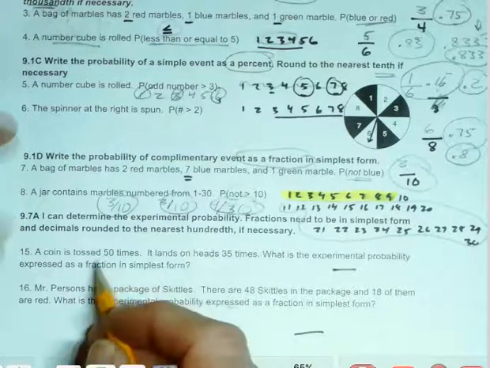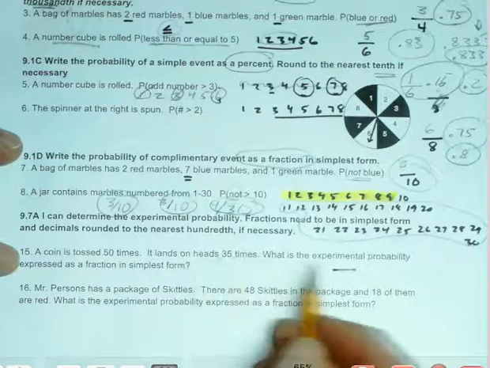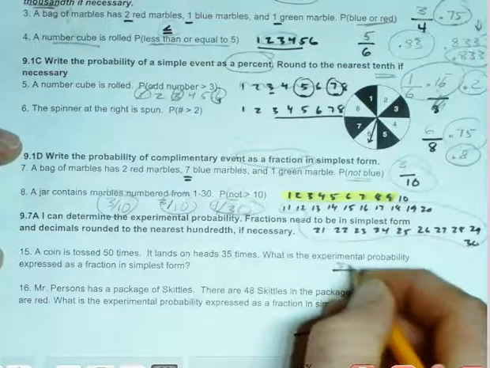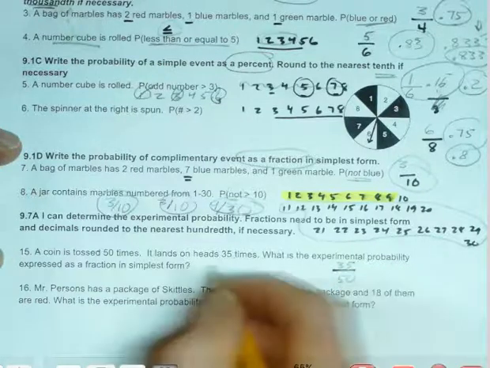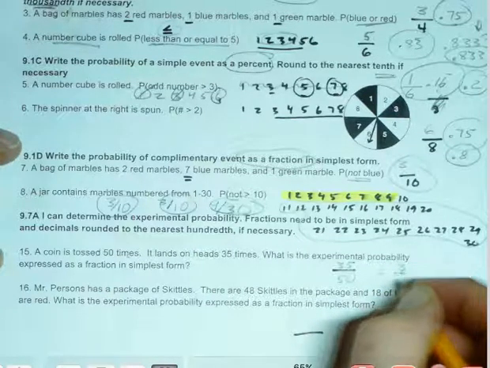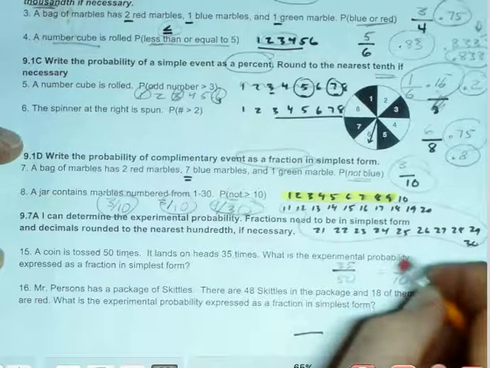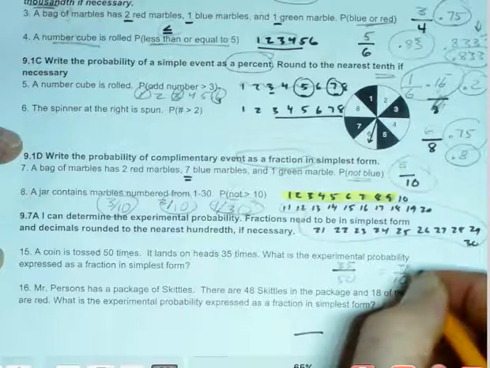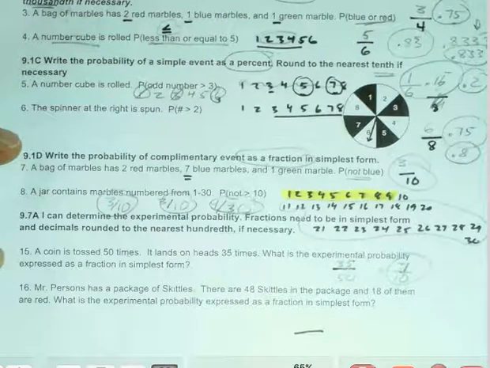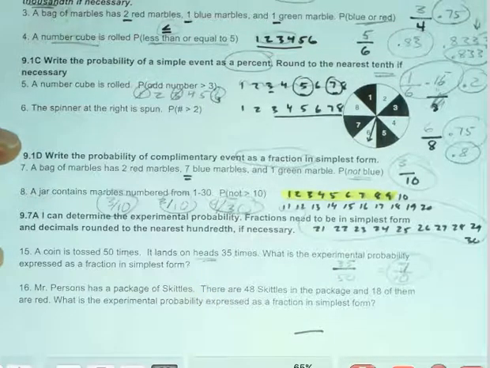Let's get back to our thing here, 9.7a. So a coin is tossed 50 times. It lands on heads 35 times. What is the experimental probability expressed as a fraction? Well, it's 35/50ths. You tossed it 50 times, 35/50ths. I can reduce that down, if I divide by 5, to 7/10. Sorry. And that is a fraction in simplest form. Experimental probability of it landing on heads is 7/10. That's a high probability.